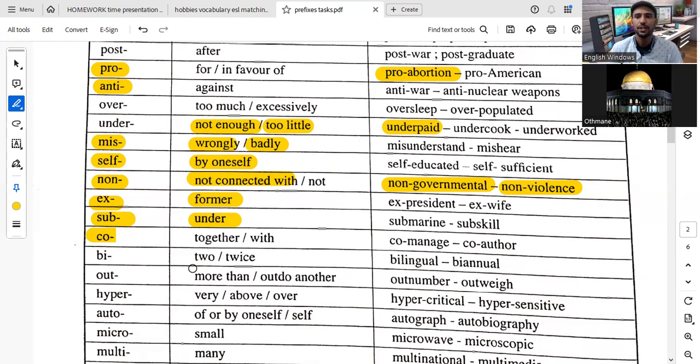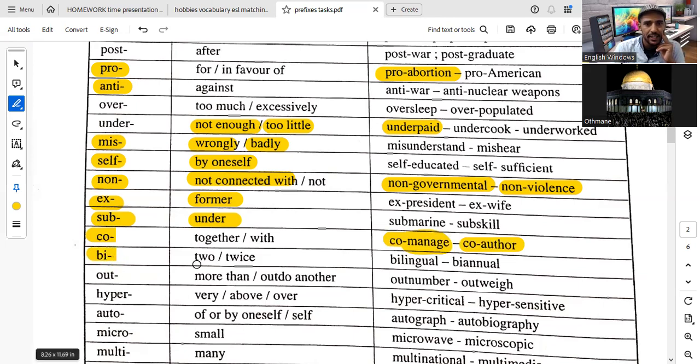Example: we have co-manage. Mr. Ahmed and Mr. Omar co-manage the company, meaning they manage the company together, cooperating on its management. This book is co-authored by Mr. James and Mr. Tom, meaning this book was written by both of them, right? A joint authorship. It's a co-authored book, right? So this is what we mean by co. It means together.